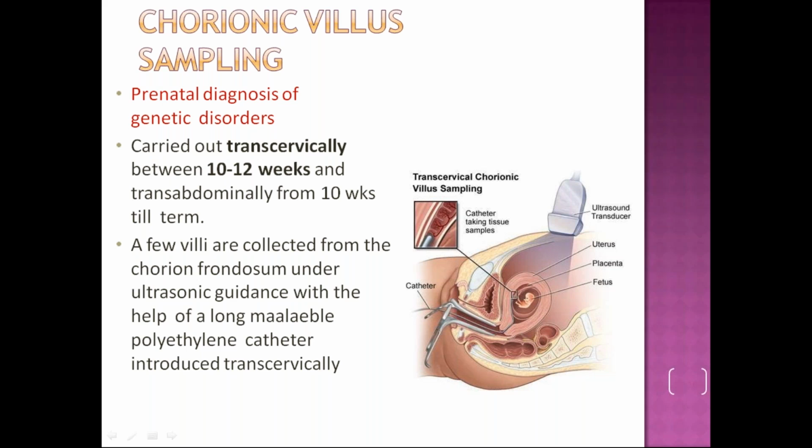Then chorionic villus sampling. It is prenatal diagnosis or early pregnancy diagnosis. We'll take some tissue sample from the chorionic villi. Again, a long needle is used, and you can go either transcervical or transabdominal, under the guidance of ultrasound. A small amount of tissue is taken from the chorionic villi and sent for cytological or histochemical analysis.